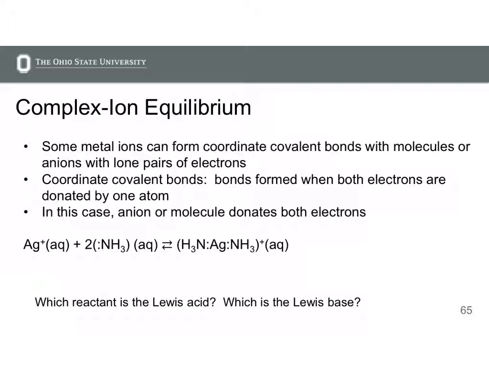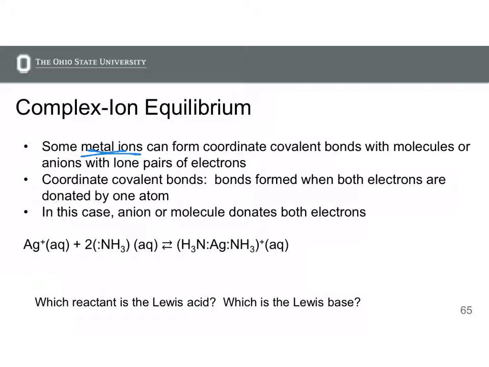We're going to talk about complex ion equilibrium. So we're going to look at the formation of complex ions. Complex ions, at least the ones that we're going to be thinking about, generally are more soluble than the salt from which they are made. So what we're going to do is react some metal ions with a Lewis base, form a coordinate covalent bond, and form what's known as a complex ion.